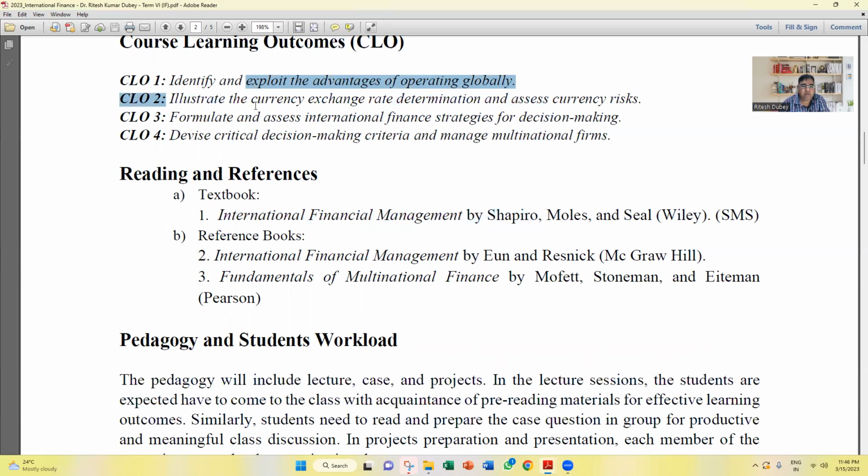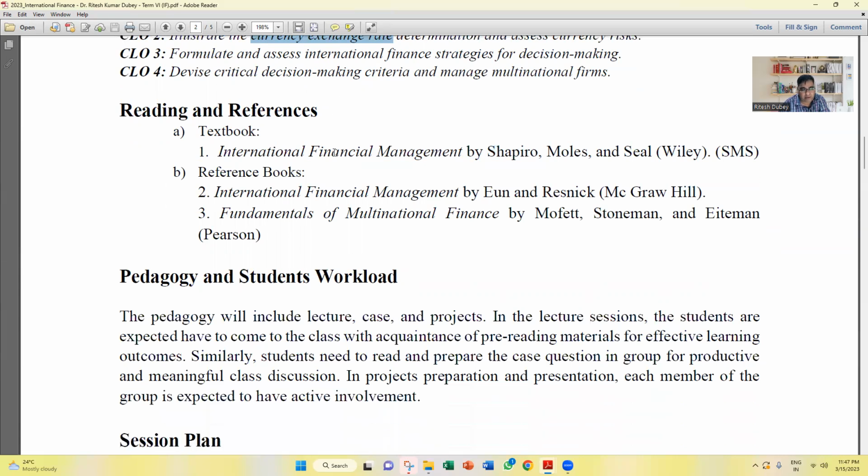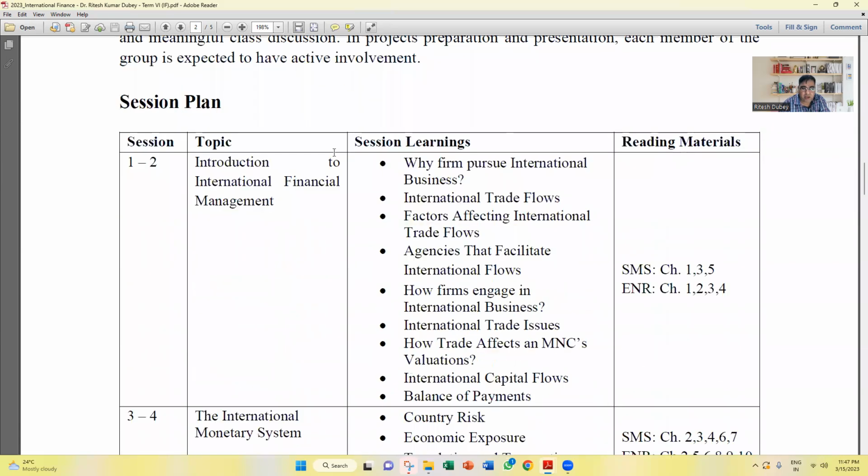So there are going to be certain advantages pertaining to currency rate, right? There are going to be advantages pertaining to the financial decision making that you have in that international context, and all these things are basically going to be core to this particular course that we have.